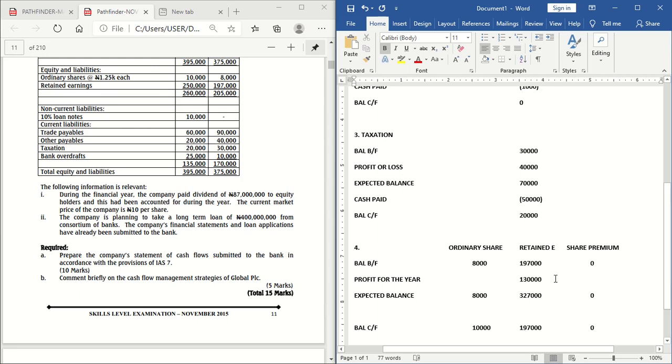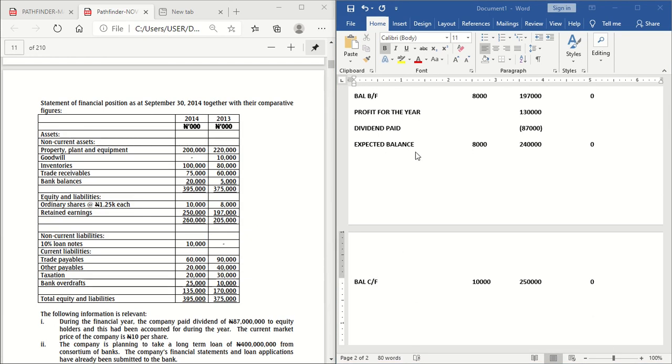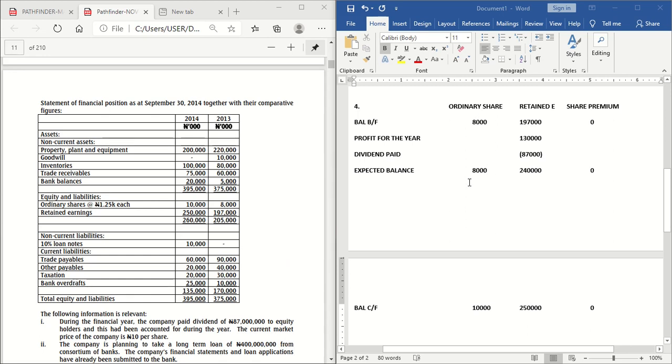Aside from profit for the year, whenever you pay dividend, you pay from retained earnings. So dividend paid is how much? It is 87,000. Now if I pay dividend, the total amount I should have in my retained earnings, my expected, should be how much? Sorry, I will be on calculator now. That should be 240,000. We move on. Now it means that my expected balance for ordinary shares should actually be 8,000. My expected balance for retained earnings should be 240,000.